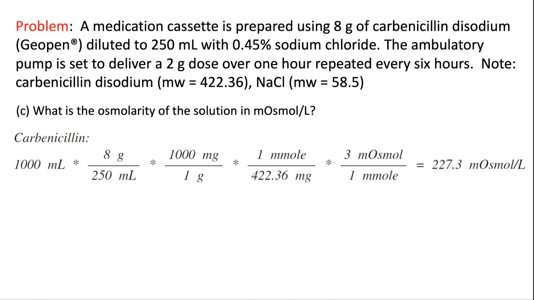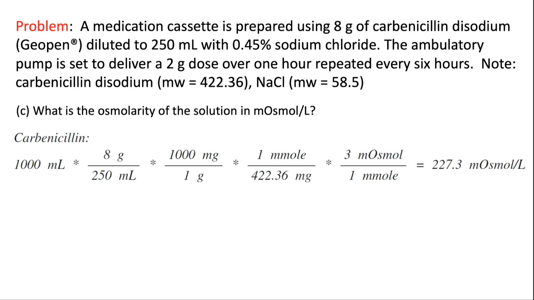I'm counting particles. So now we got to go back to that structure of carbenicillin. When we stick 1 carbenicillin molecule into solution, keep in mind, it's carbenicillin disodium. So what we get is 1 carbenicillin plus 1 sodium plus 1 sodium. So there are 2 sodiums and 1 carbenicillin, meaning there are 3 particles. Therefore, that's why we multiply this times 3 milliosmoles for every 1 millimole of the carbenicillin disodium. Therefore, when we do the math from left to right, we'd get a final value of 227.3, and that would be in milliosmoles. And I'll just remind you, though, that was the number of milliosmoles per liter of that solution.